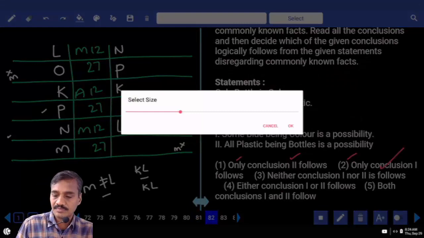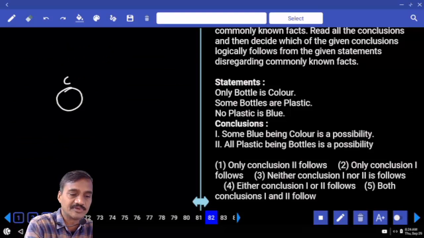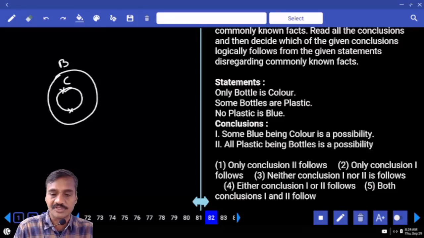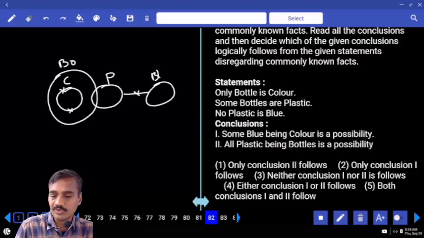Then 82, it is based on syllogisms. Only bottle is color means this entire color is a part of this bottle. This color belongs only to a bottle and does not belong to anything else. Some of the bottles are plastic and no plastic is blue. Now this is blue. The first one, some blue is color, is a possibility, but that is false, because these colors should not intersect with anything else.